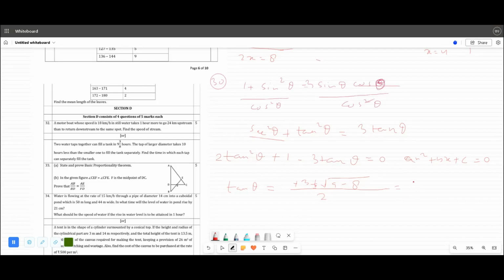So it becomes 3 plus minus, what is 9 minus 8? That is 1. 1's whole square root is 1 only. So that is 1. I'll use the eraser. So 3 plus minus 1 over 2.